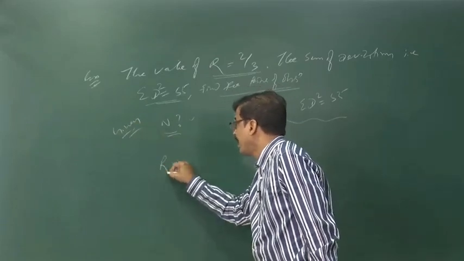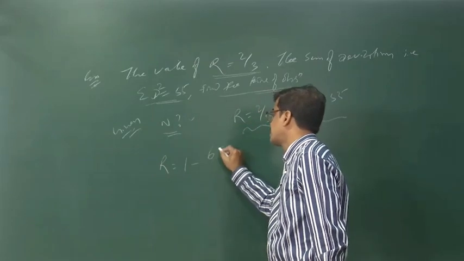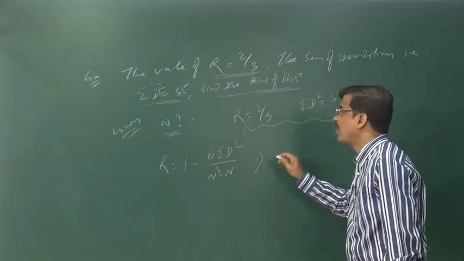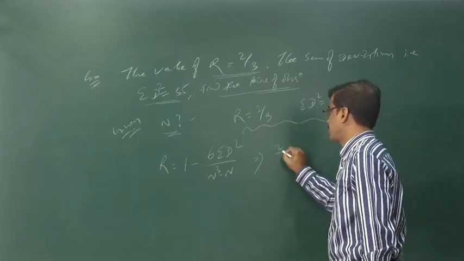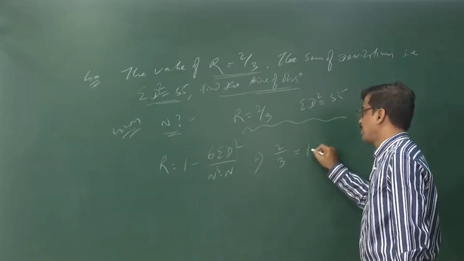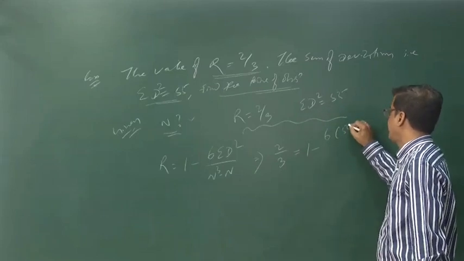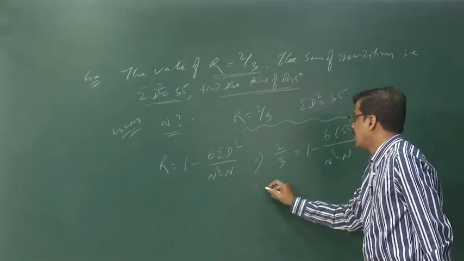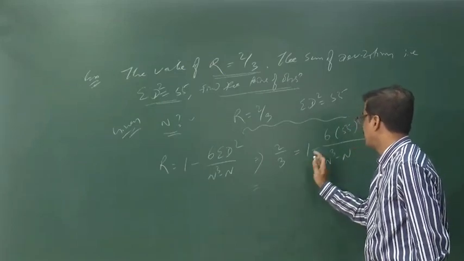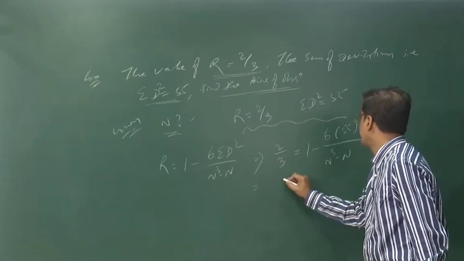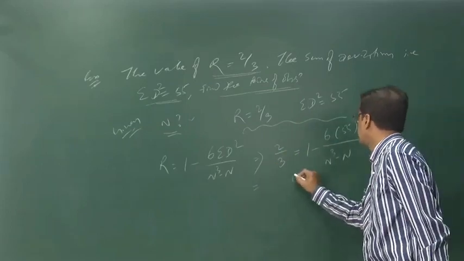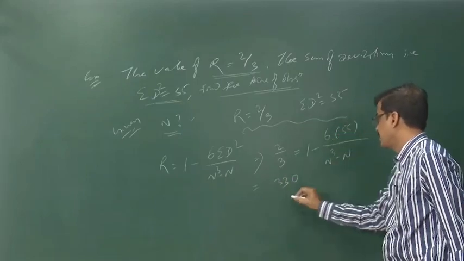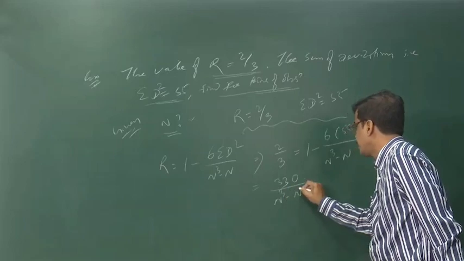Now rank correlation can be calculated as 1 minus 6 sum d² divided by n³ minus n. Now you have to put in all the values. R is 2/3, that equals 1 minus 6 sum d², which is 55, divided by n³ minus n. Now 6 into 55 is 330, this is the numerator, divided by n³ minus n.